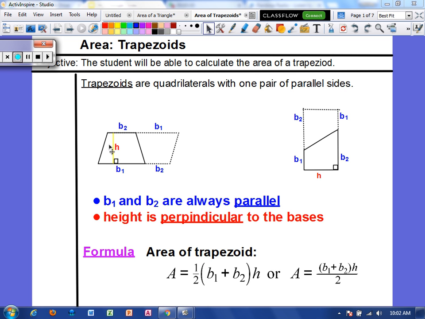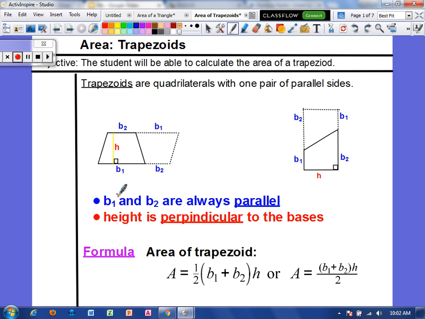Now this set of sides on the left and the right, if those were to continue going, they would eventually meet, so they're not parallel. On this trapezoid, we see that the left and the right side is parallel, and then the top and the bottom are not. So again, it's got that one pair of parallel sides, so it is a trapezoid.